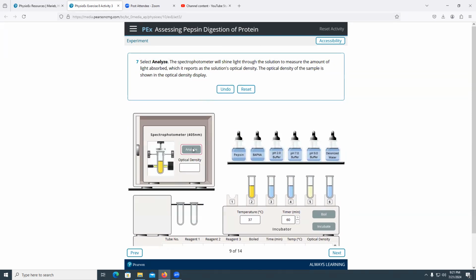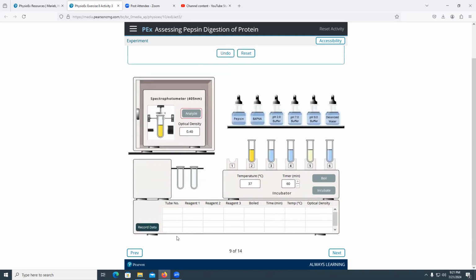Question. Analyze the optical density. We recorded that. We're going to put it back. Take 2, analyze, record data, put it back. Take 3, analyze, record data. So I forgot to boil it, but it's just one of the steps. 3 and then 4, analyze, then put it back, record data, then 5, analyze.